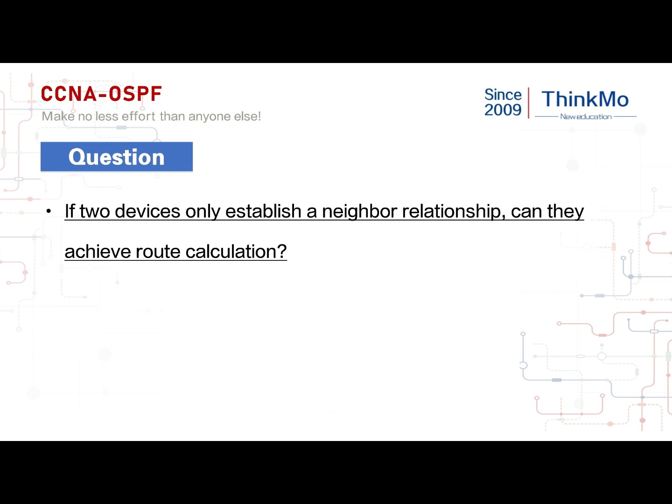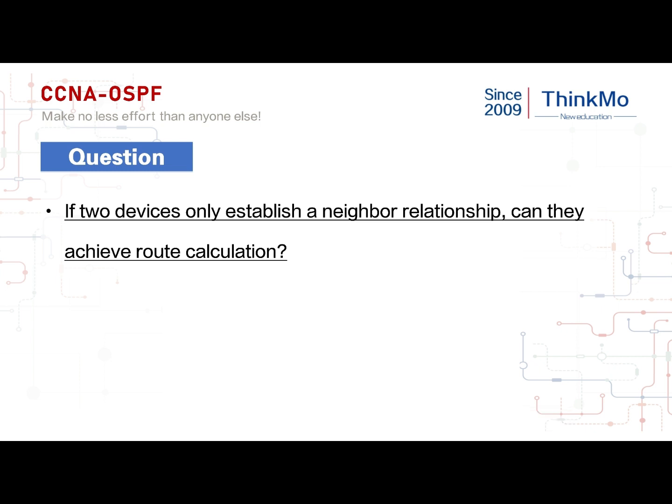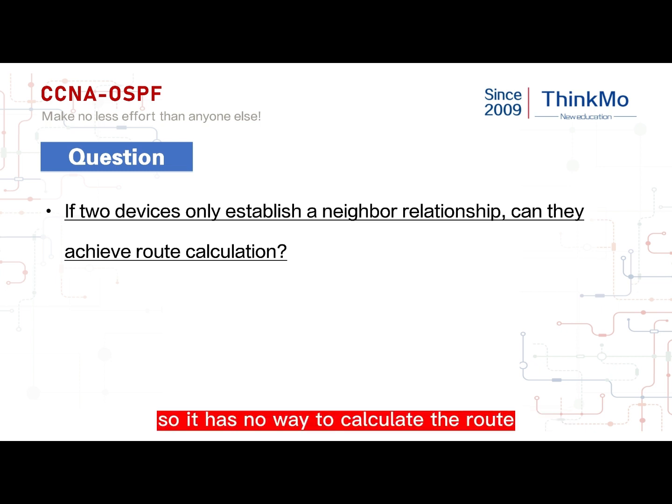So, the neighbor relationship is just a confirmation of the relationship. It means that they are running OSPF on a network segment. Nothing more. They do not have any interaction with the database, so it has no way to calculate the route.